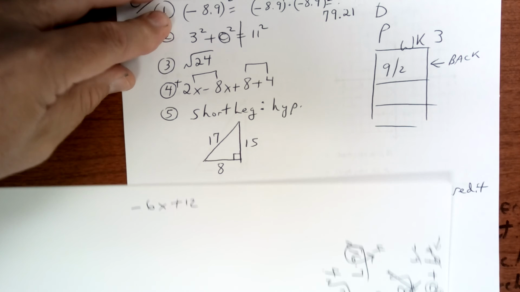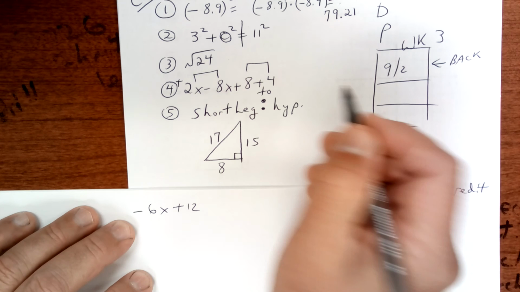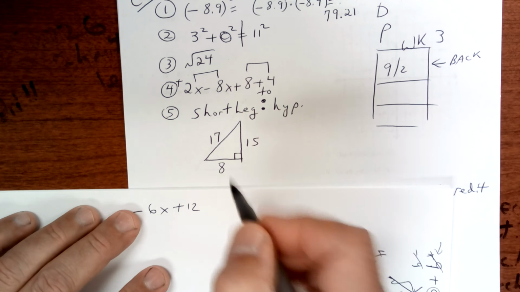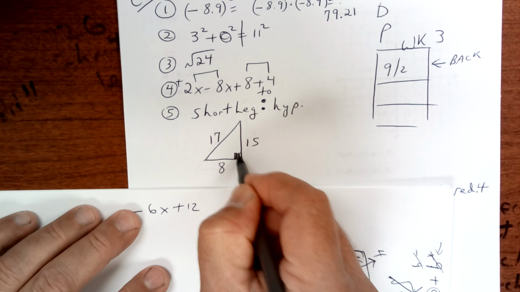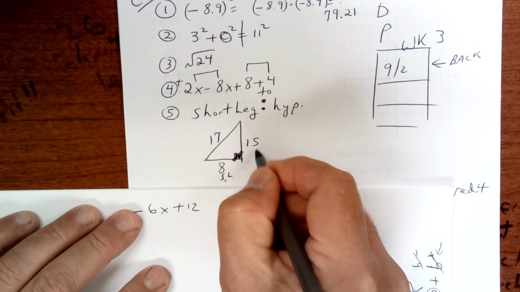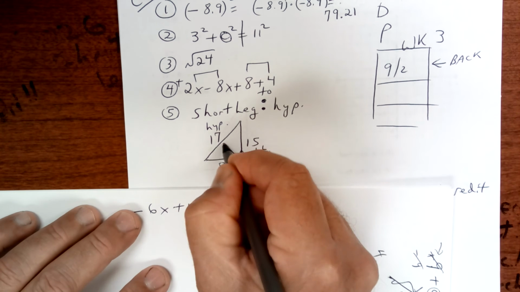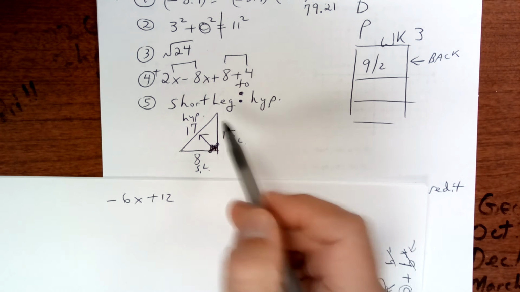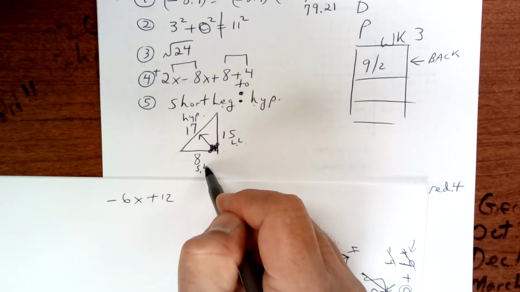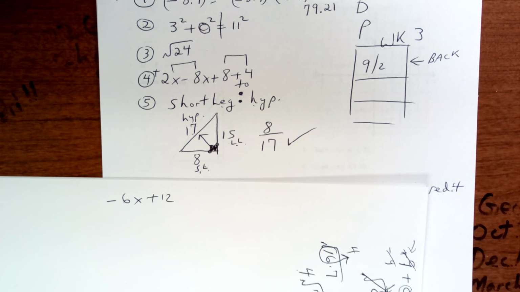Short leg to hypotenuse. See that right there? That means it's going to be a fraction. So you see where the box is? Color the box. The box touches here and here. Those are your legs. This is your short leg, and 15 is the long leg, and the hypotenuse is the biggest one. And it's across from the 90. Make sure you know that. So they want the short leg over the hypotenuse. So that's going to be 8 over 17, and you're done. That's all you're doing. If they wanted short leg over long leg, you would put 8 over 15.